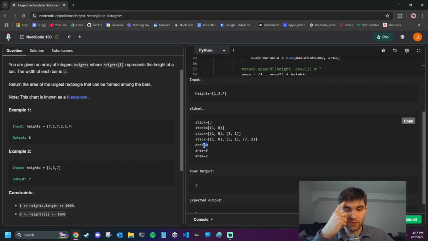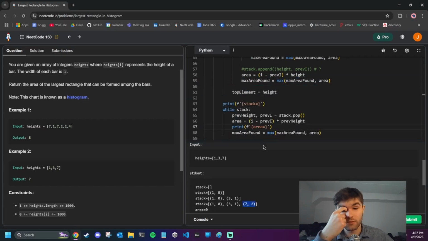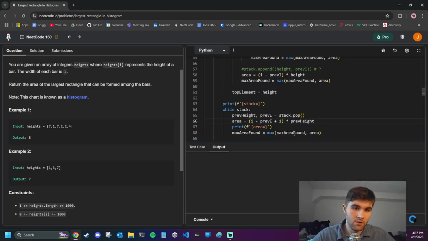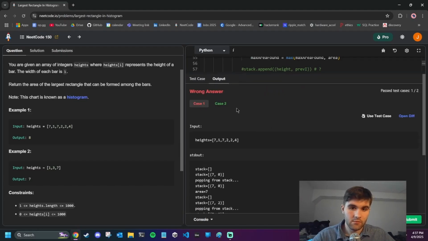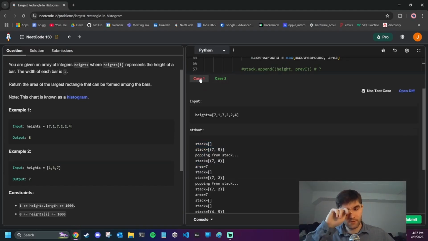Area is 0. Area is 1. So when we pop here, it should be, oh, is it doing 2 minus 2? So should this actually be plus 1? Okay, so that fixed that one. So this one is saying, okay, it's an area of 7. This is an area of 6. That's correct. This is an area of 3. Okay, so that's working perfect. So what about this one?